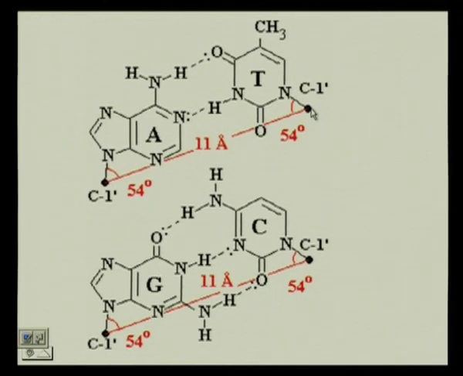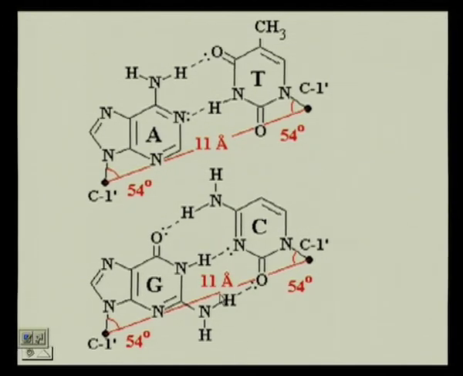What is the C1 prime? It is where it is attached to the sugar, the beta N glycosidic linkage, that is where the C1 prime is. What is the distance? 11 angstroms. When you have A and T, when you have G and C, it is also 11 angstroms.